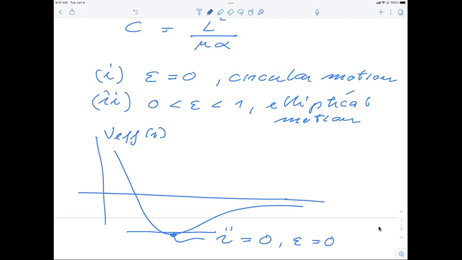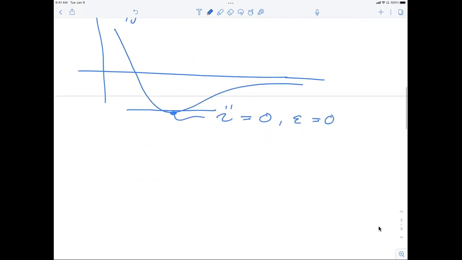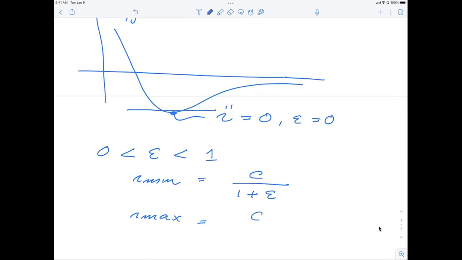Now, one of the other things which we did was to find, when we had epsilon larger than 0 and less than 1, what we found then, and I'm just reminding you of some of the results, was that we had an r min, which is given by this constant c over 1 plus epsilon. And then we had an r max, which is given by c divided by 1 minus epsilon.